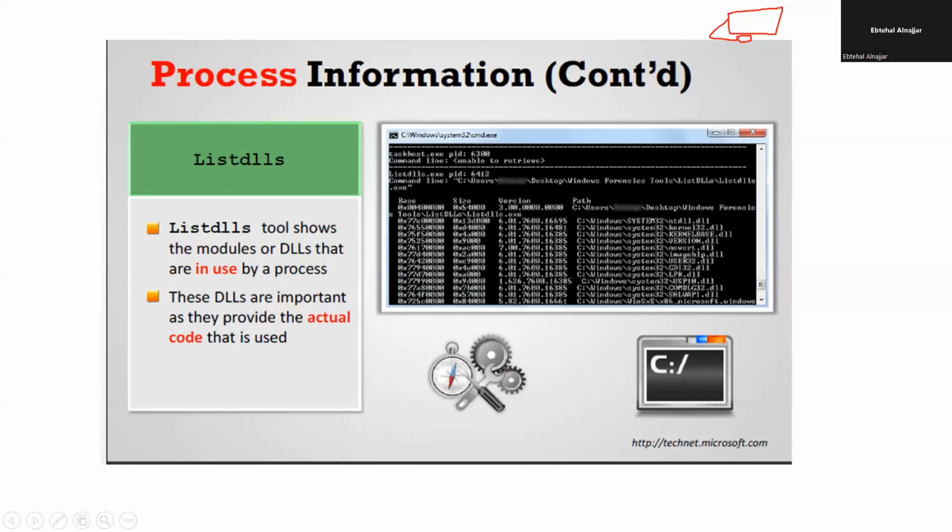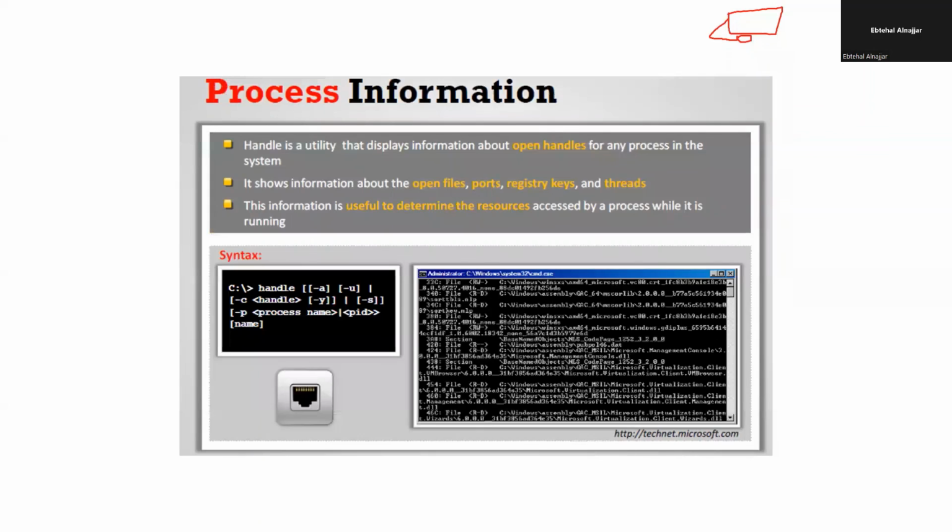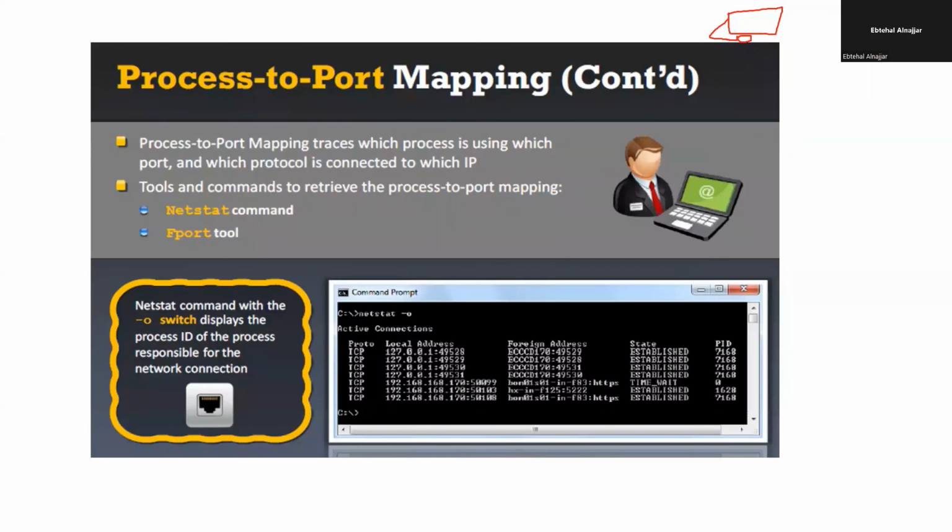Process information, again, as I mentioned, is important to handle. Process to port mapping, as I mentioned, is how you can list a process, and at the same time, guys, you can see which network connections are linked to this process. So process to port mapping traces which process is using which port.